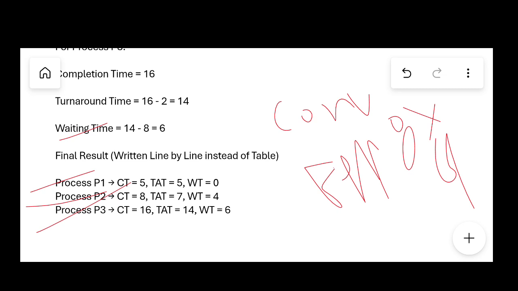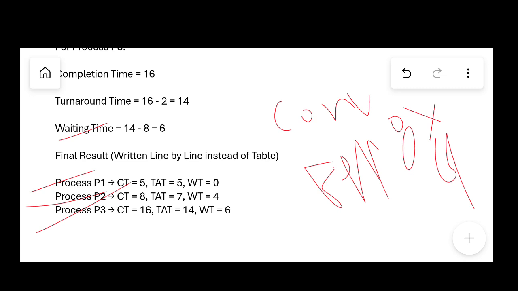FCFS is the simplest CPU scheduling algorithm. So the idea is very easy. The process that arrives first in the ready queue will be executed first. You can think of it just like a queue at a bus stop or a ticket counter. So whoever comes first gets served first.